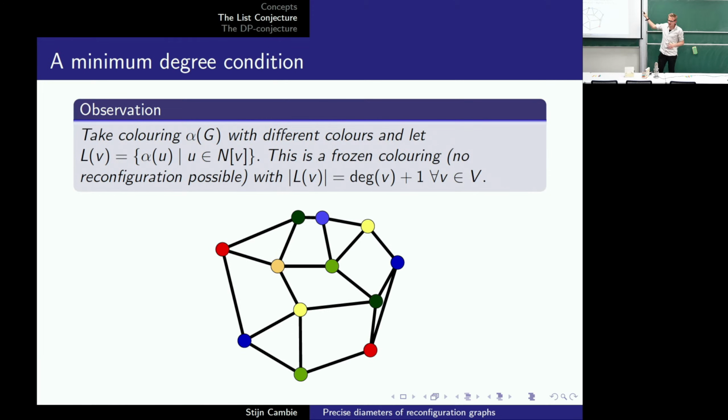And as was the case with Cereceda's conjecture, but also because we need to have a connected graph to speak about the diameter, otherwise it can be infinity, and it's not that interesting. We need to have some condition that ensures that the reconfiguration graph is at least connected. In this case, we want to have a minimum degree condition, and we can observe.